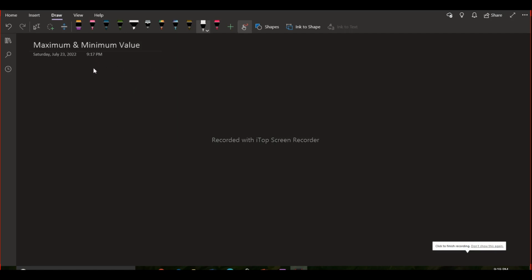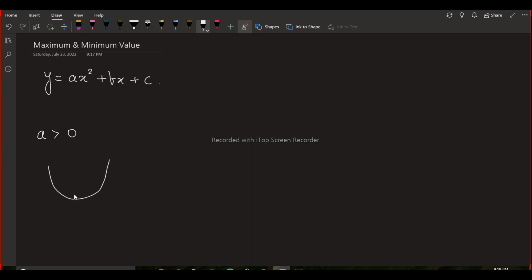So let's start off with finding the maximum and minimum value for a quadratic expression. Let's say the quadratic expression is y equals ax squared plus bx plus c, and we need to find the maximum and minimum value. The first thing we need to understand is that if the leading coefficient, that is a, is positive, then the graph of this quadratic will be a U-shaped parabola.